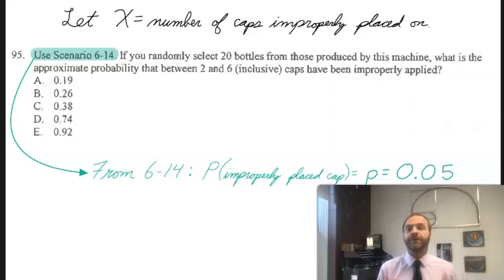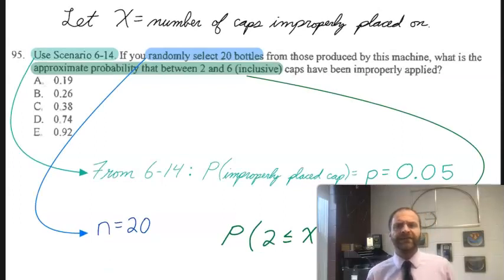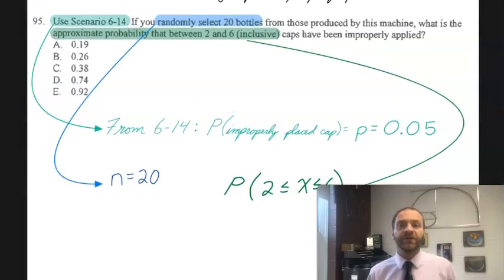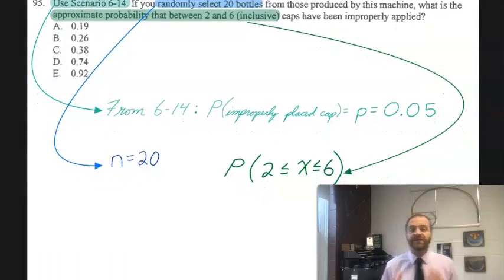Now, the rest of the problem says if you randomly select 20 bottles from those produced by the machine, what is the approximate probability that between 2 and 6 inclusive, and that word inclusive means including the numbers 2 and 6, have been improperly applied? So what am I trying to find here? I'm going to outline some of the information. I'm told to randomly select 20 bottles, that is n equals 20. And I'm asked to find the probability between 2 and 6 inclusive. So that means 2 ≤ X ≤ 6. That's what I'm trying to find, with a probability of being improperly placed of 0.05.